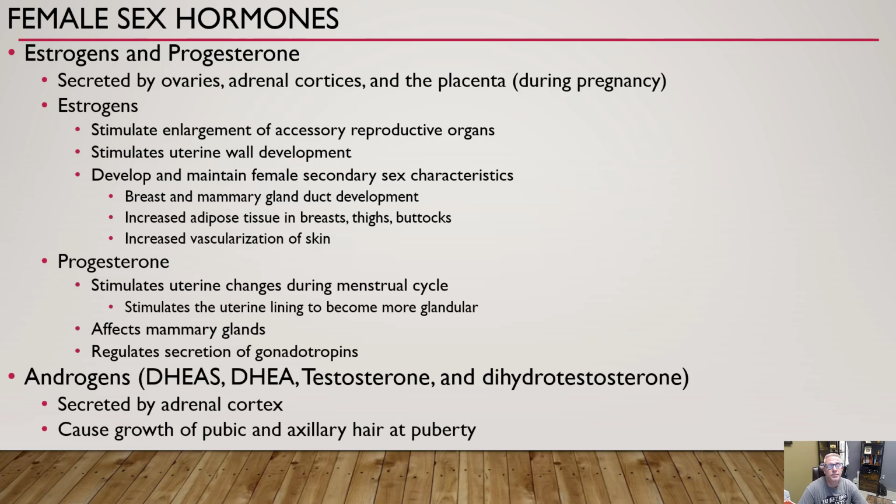So estrogens, I think we're on secondary sex characteristics: breast development, mammary gland development, adipose tissue in the breast, thighs, buttocks.